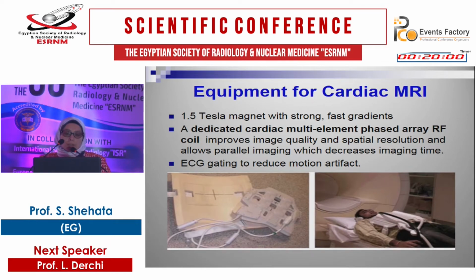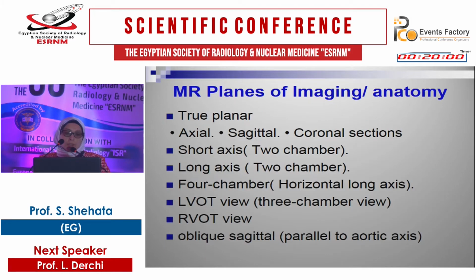Equipment for cardiac MRI: a 1.5 Tesla magnet with a strong fast gradient using a dedicated cardiac coil should be used with ECG gating to reduce motion artifacts. Due to the position of the heart within the chest, in addition to the true planar axial, sagittal and coronal planes, multiple oblique planes should be used to better clarify the cardiac chambers and the great vessels.